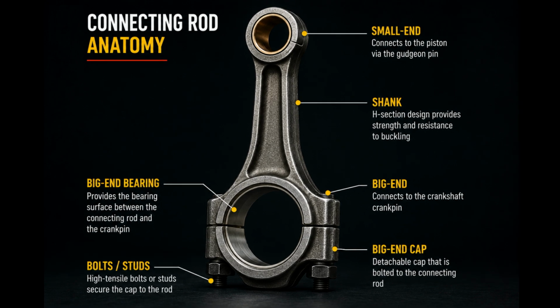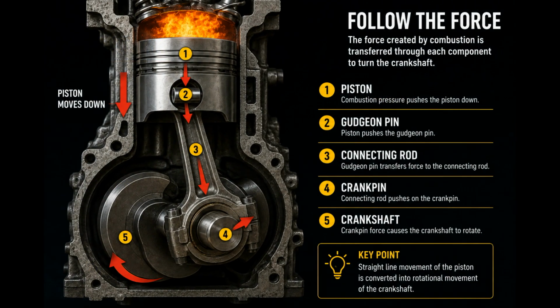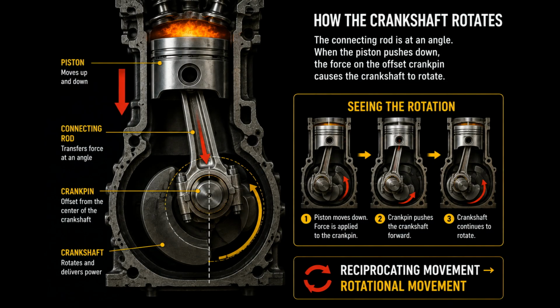Now here is the important part. The connecting rod is not perfectly vertical. As the crankshaft rotates, the connecting rod changes its angle. So when the piston pushes the connecting rod downwards, the connecting rod applies the force to the crankpin.